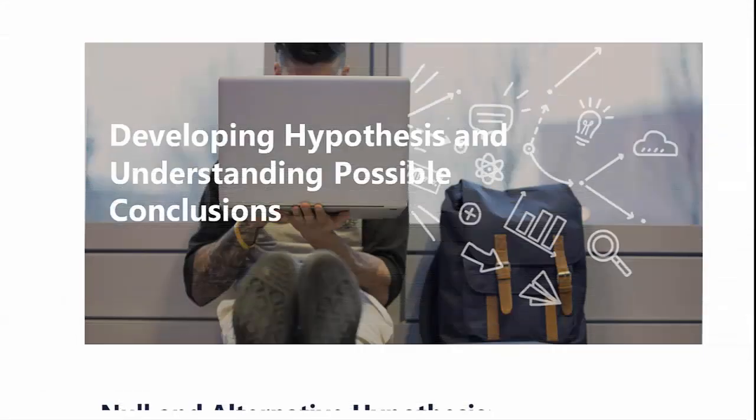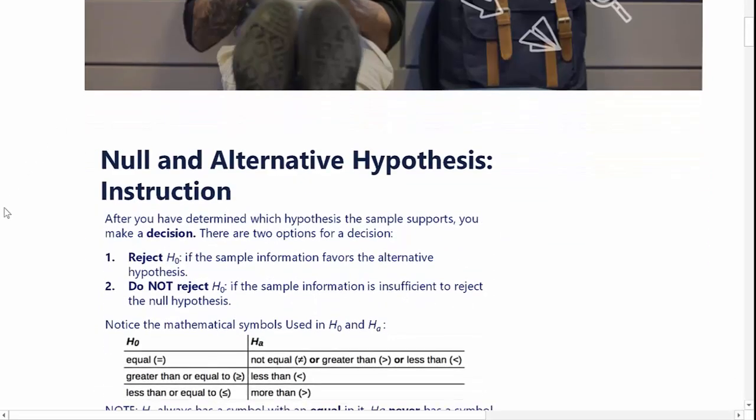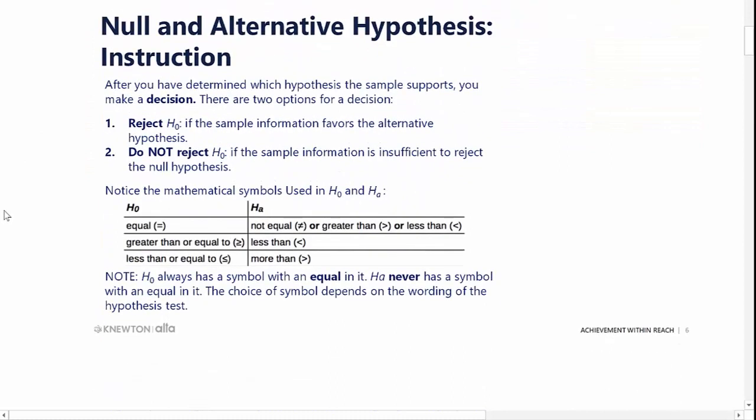So here we are going to talk about how to develop hypotheses and understand the conclusions that you can get from a hypothesis test. Okay, so first of all, what's a hypothesis test? A hypothesis test is, once again, another way of being able to take information from a sample and make an inference or a guess about a population. So we've talked about this before with confidence intervals. Now we're going to go about this in a slightly different way with hypothesis testing.